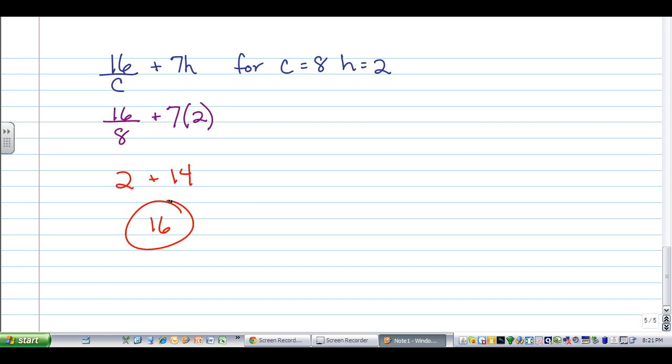All right, so that is your lesson on variables and algebraic expressions. Welcome to the beginnings of pre-algebra. Good job.